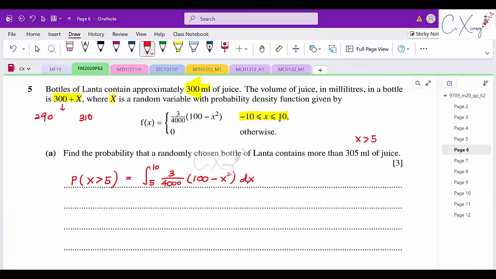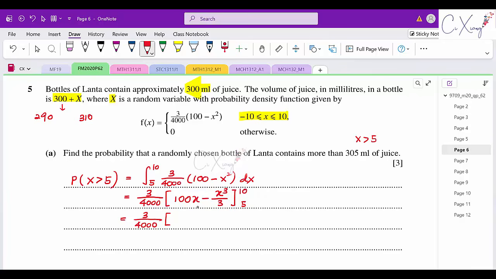For the integration here, my habit is I prefer to take out all the constants first. So 3 over 4,000. Then integrate the term 100. Integrate 100, you'll get 100x. Integrate negative x squared, you'll have x power 3 divided by 3. Then put in the values of 10 and also 5. The next step is to substitute the value of x and also the 5 into the terms after your integration.